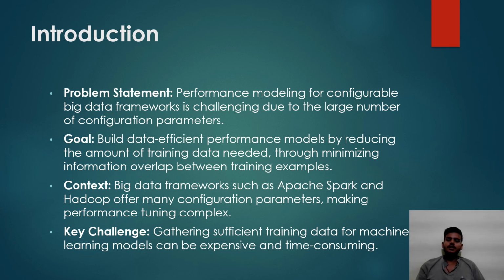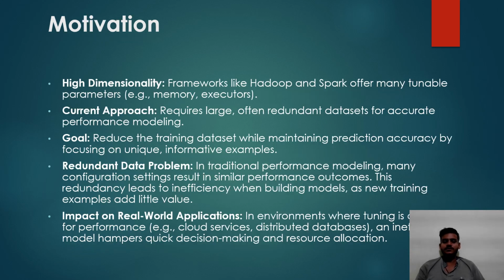Problem statement: performance modeling for configurable big data framework is challenging due to the large number of configuration parameters. Goal: build a data efficient performance model by reducing the amount of training data needed through minimizing information overlap between training examples. Context: big data frameworks such as Apache Spark and Hadoop offer many configuration parameters, making performance tuning complex. Key challenges: gathering sufficient training data for machine learning modeling can be expensive and time consuming.